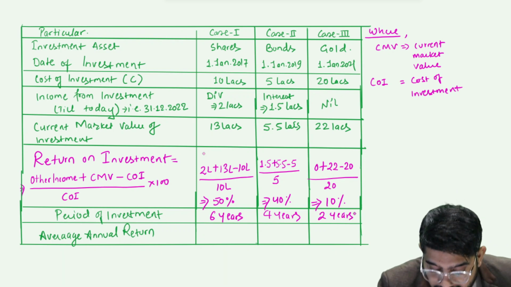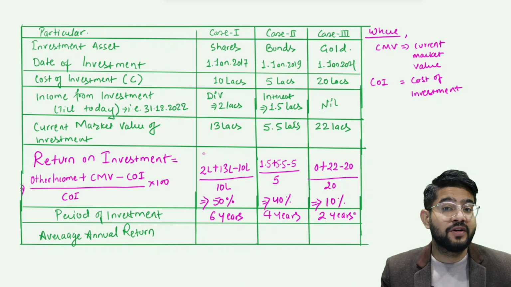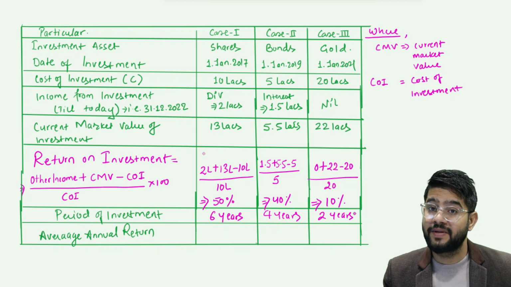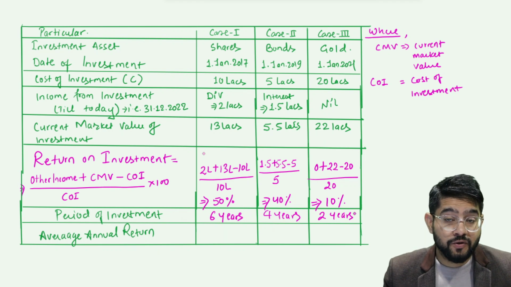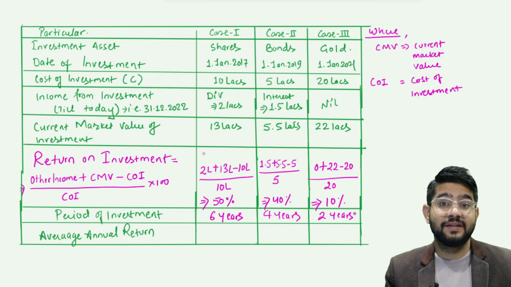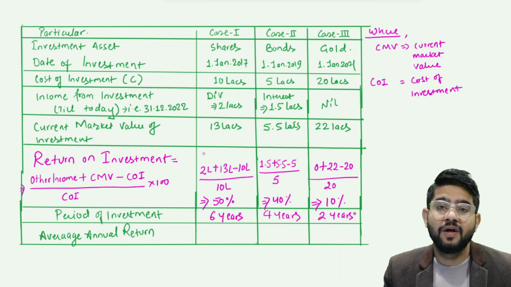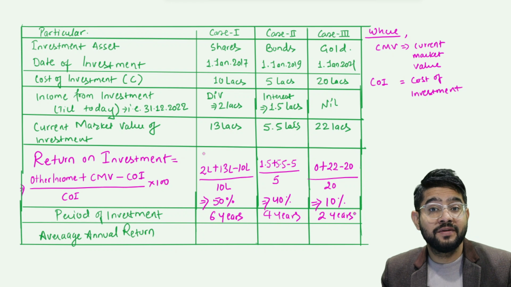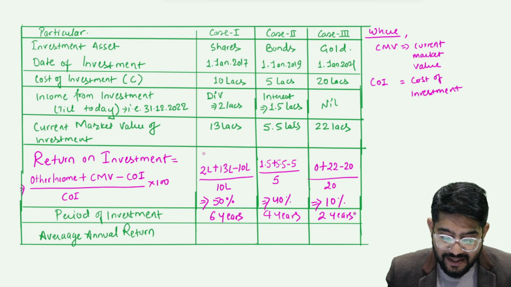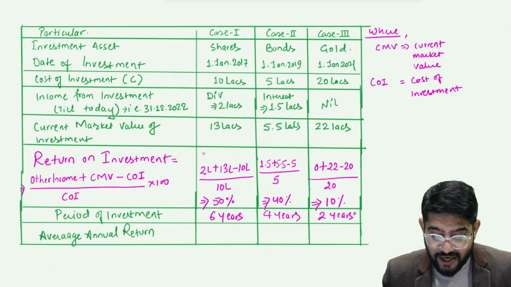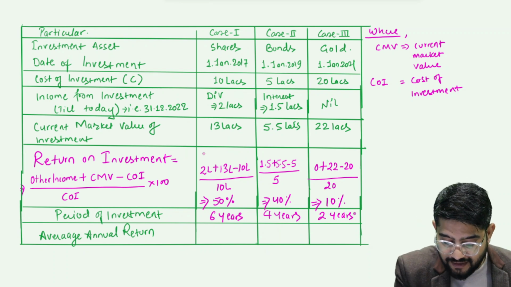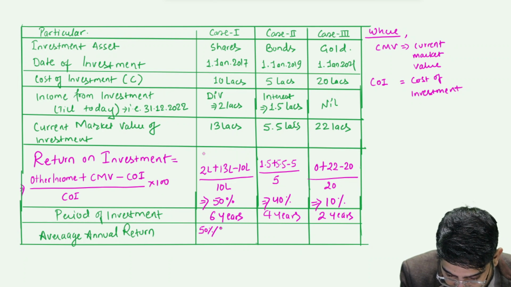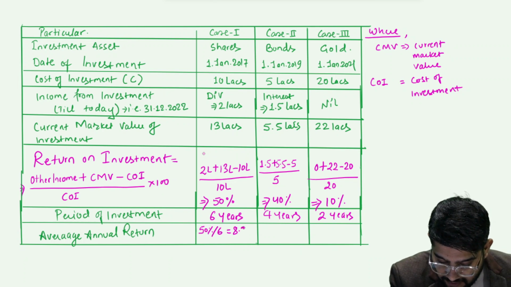As you can see, the different investments have different holding periods. We cannot directly judge the investment just by looking at the ROI from that investment. We can do the comparison if we calculate the average annual return from each investment. We can simply calculate the average annual return by dividing the overall return by period of holding. So the annual return from shares is 50% divided by 6, which is 8.33% per annum.